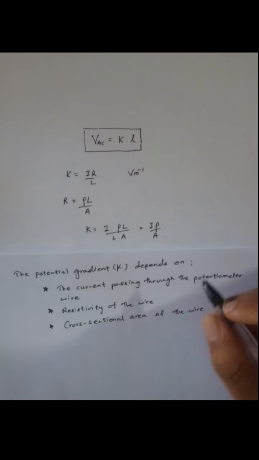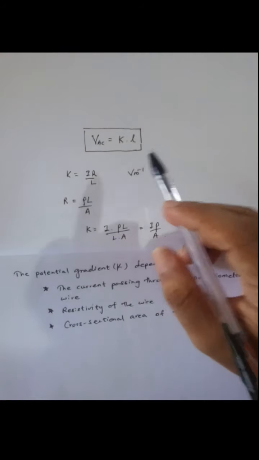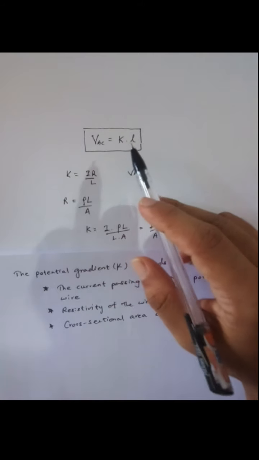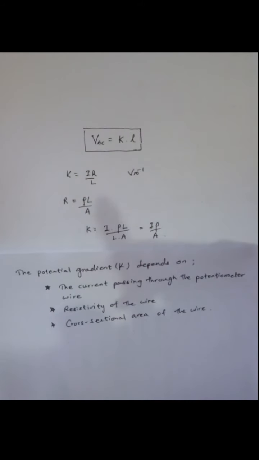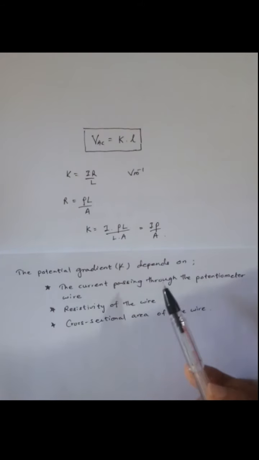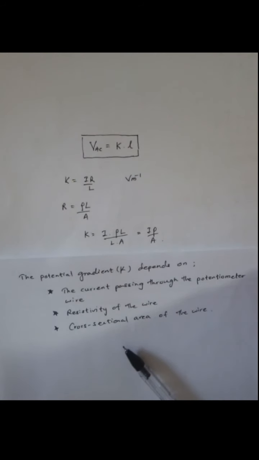And in a potentiometer, it's very important to maintain a constant K value. That means a constant potential gradient. Therefore, these terms must remain unchanged. To maintain a constant current, we have to use a cell which has an EMF value that does not change with time, since we know the current depends on the EMF of the cell. And for this, a cell like a lead acid accumulator is very suitable.